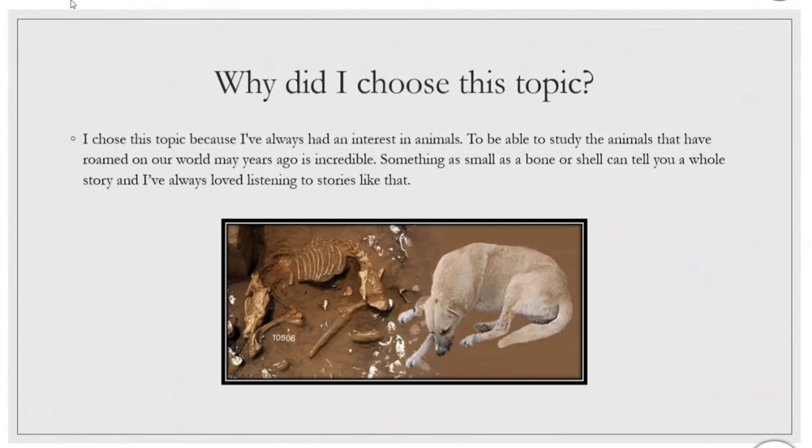Why did I choose this topic? I chose this topic because I've always had an interest in animals. To be able to study the animals that have roamed on our world many years ago is incredible, and something as small as a bone or shell can tell you a huge story, and I've always been really interested in listening to stories like that.